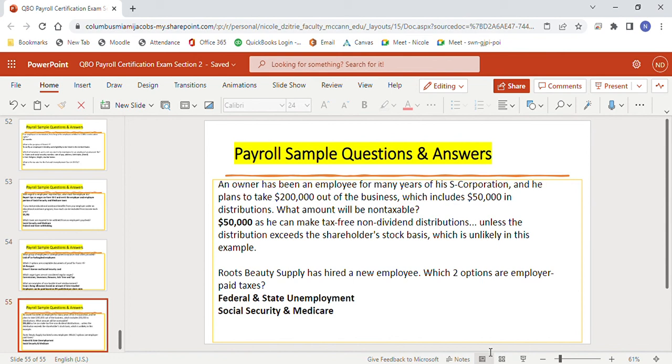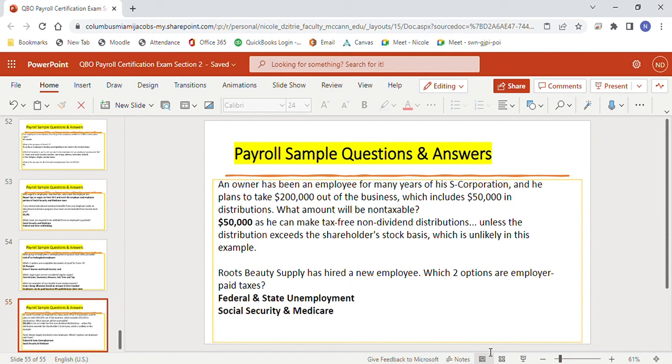An owner has been an employee. Oh, so this question, I went over this in section 1, so you're not going to see this in this particular video. An owner has been an employee for many years with his S Corp, and he plans to take out $200,000 out of the business, which includes $50,000 in distributions. What is non-taxable? Well, the $50,000, because he could take out tax-free non-dividend distributions. The little side note is unless the distribution exceeds his shareholder stock basis, which is very unlikely in this example because he's taken that much out and he's been in business for many, many years.